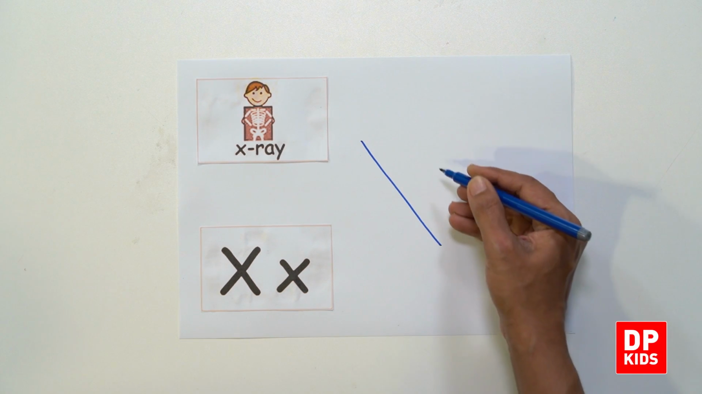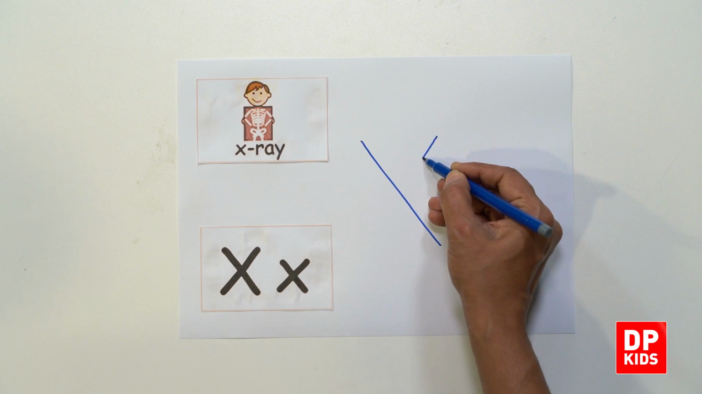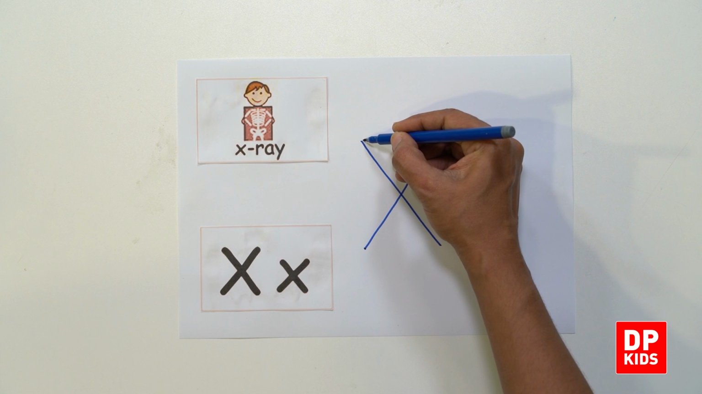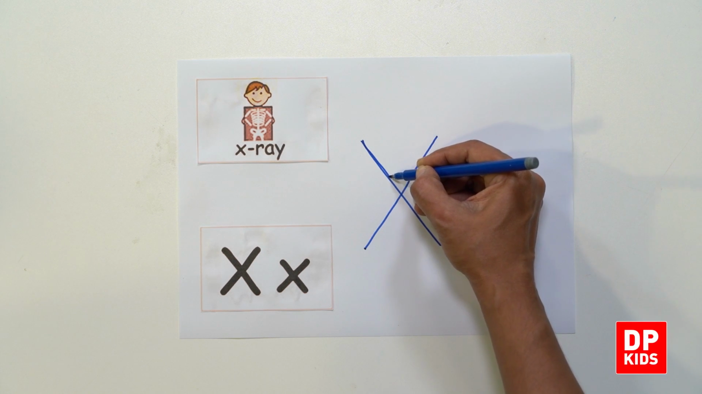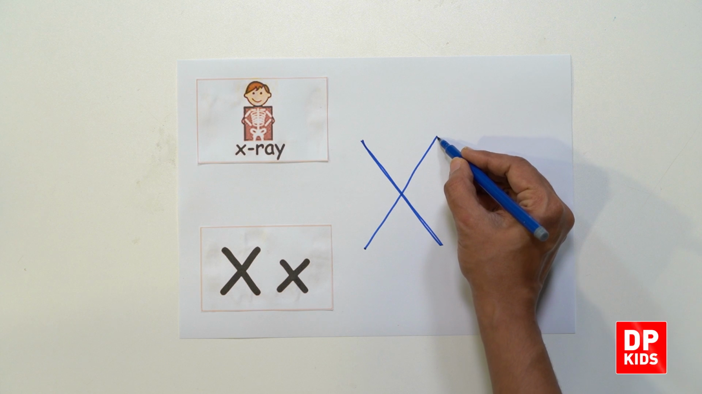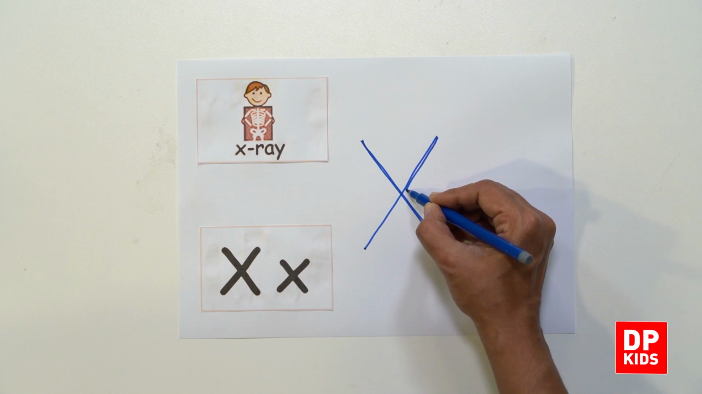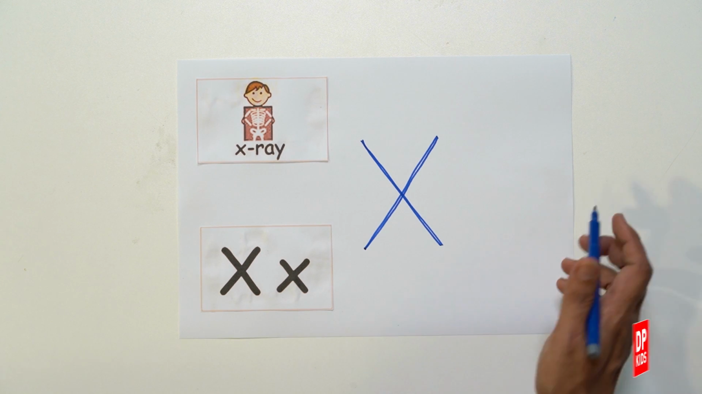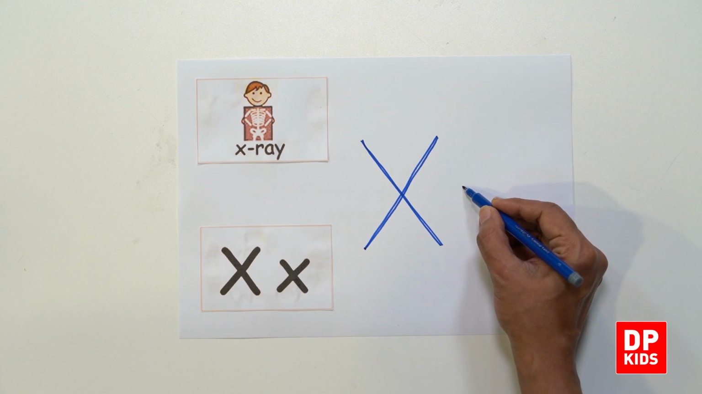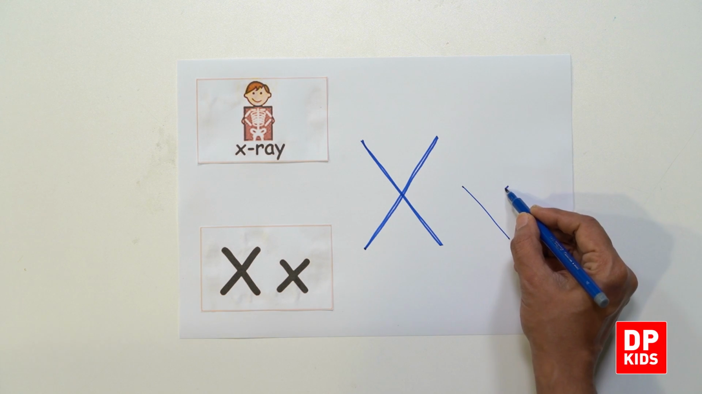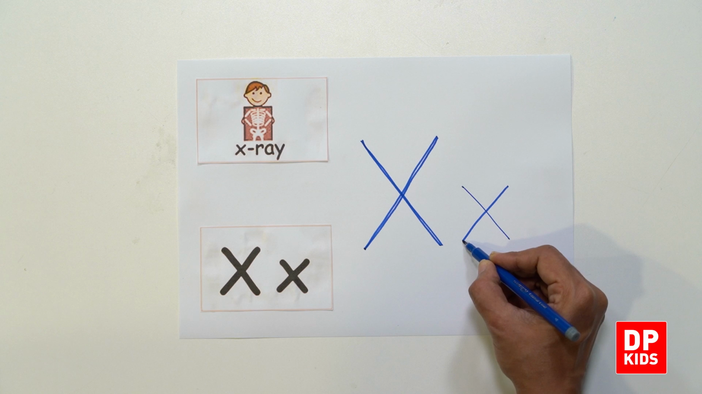One to the right side and the other to the left side. Again, a slanted line forward to your right side. Go further and come back again. Right. Now the simple letter. Slanted line forward, slanted line backwards.